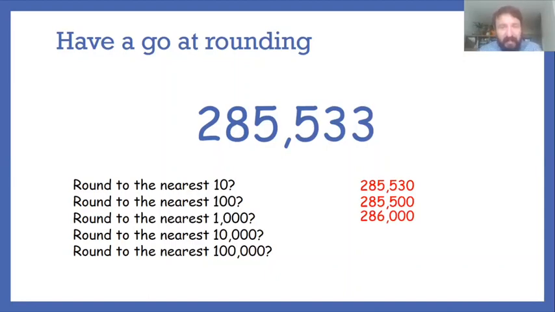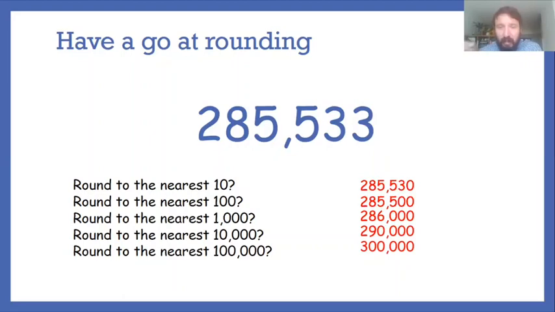And now moving on to the 10,000s, I'm going to look at my star number, which is an 8, my decider number, which is 5 again, and again, same process. So I know it's 5 and above, so I am going to round up, giving me an answer of 290,000. And then finally, to the nearest 100,000, I'm looking at my star number being a 2 in the 200,000s column, and my decider number is an 8. Decider number is an 8, so therefore I know I'm going to round up and give me a nice round 300,000. Hope you got that all right there.